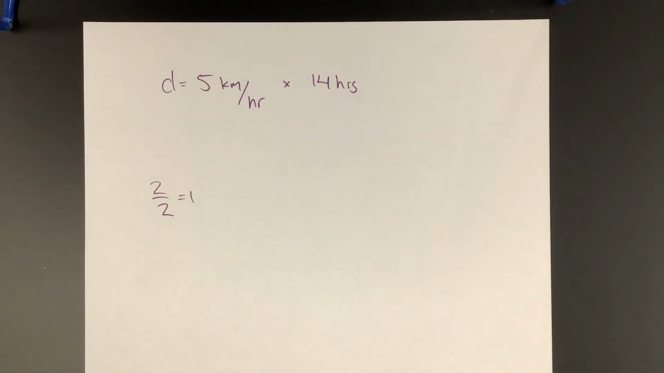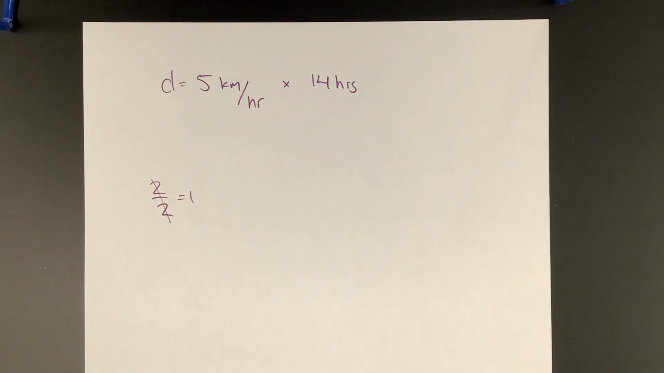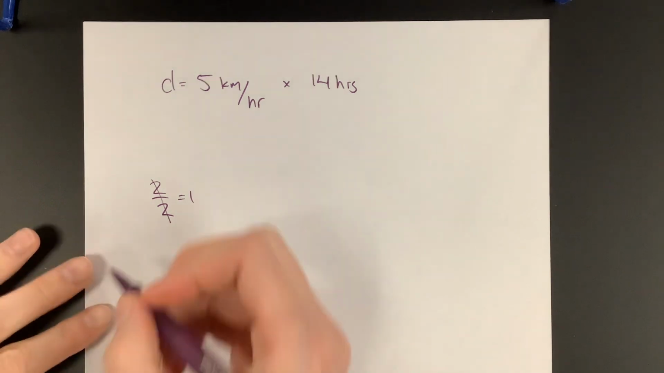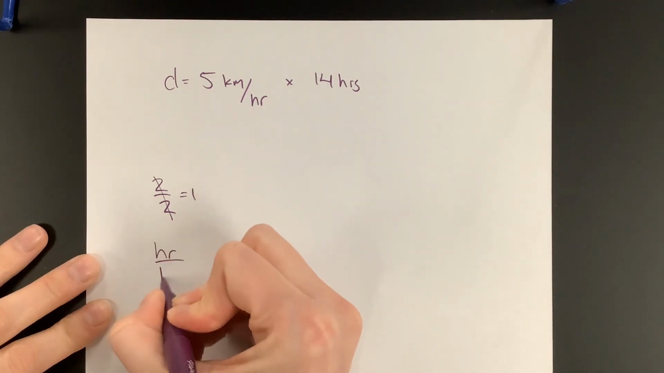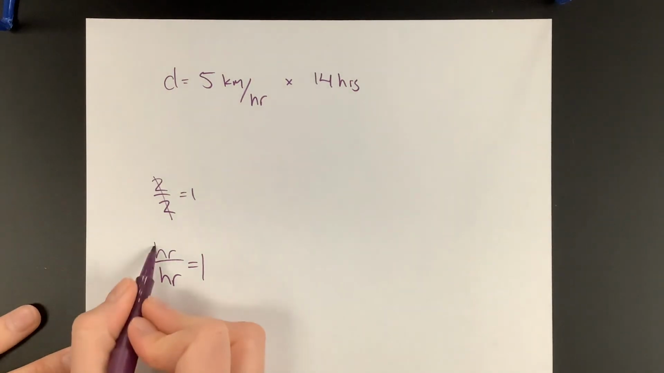What's 7 divided by 7? 1. What's 14 divided by 14? 1. What's 104 divided by 104? 1. What's 2,170 divided by 2,170? 1. What's anything divided by itself? 1. Anything divided by itself is 1, which essentially means that it cancels. So what's hours divided by hours? 1. Which as far as units go, means those units cancel.